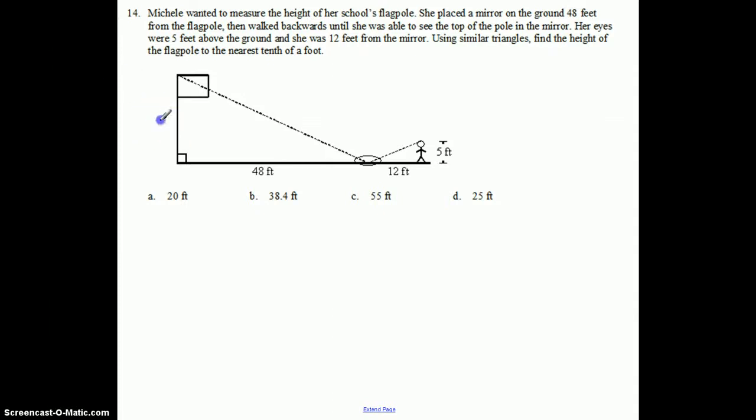So if this is the flagpole and I don't know that, then that part right there would probably be a good one for us to mark with an X. If I'm going to solve this, the two pieces in this triangle are the X and the 48. Now the X that's here matches up with the 5 here, and the 48 here matches up with the 12 in the smaller one.